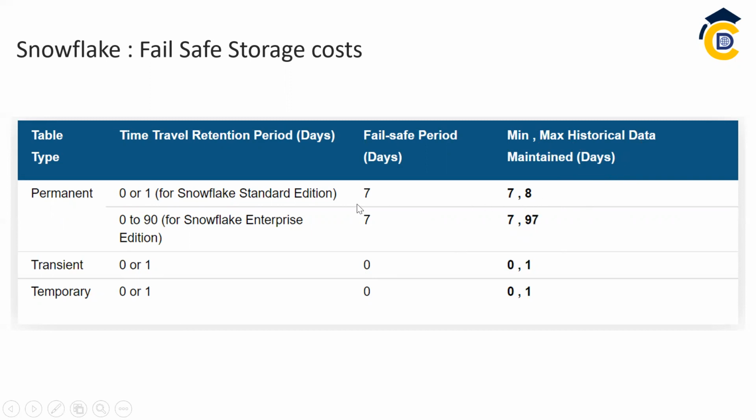So if you have a retention period of 1 and failsafe of 7, the max historical data is maintained up to 8 days, which is obviously 1 plus 7. And in case of 90, the minimum is 7 and the maximum is 97 days. For transient, it is just 1, because that too is dependent on time travel, not failsafe. So the first part is time travel, and the second is failsafe. Minimum is time travel and maximum is up to the failsafe factor.